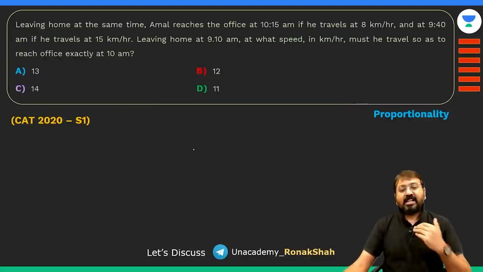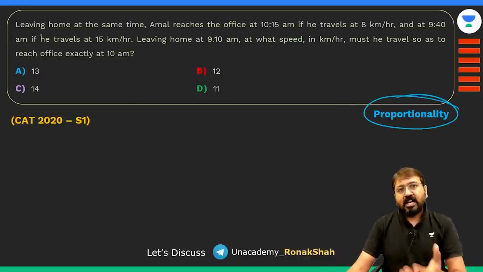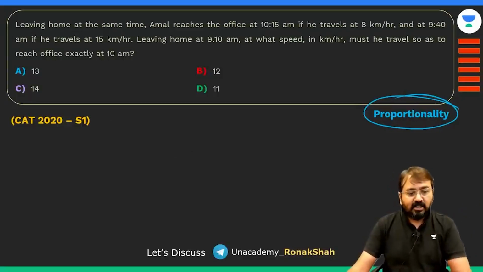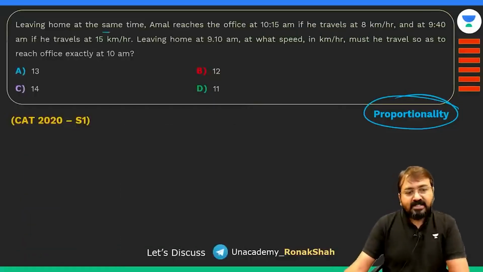Let's move on and let's take up another question which requires concept of proportionality. Proportionality means if speed becomes double, time becomes half and all, like what we applied in the previous scenario, right? So leaving home at same time, Amal reaches the office at 10:15 a.m.